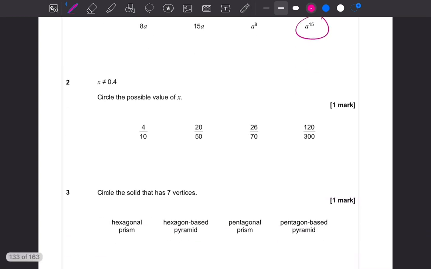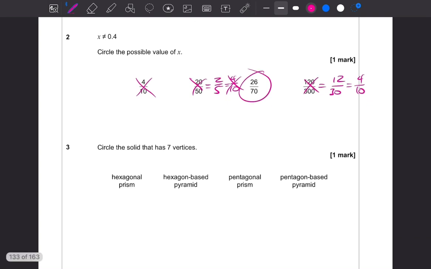X is not 0.4, circle the possible value for x. So we can see straight away this one is going to be 0.4. Over here, we can cancel this down to be 2 on 5, and then multiply them both by 2, we get 4 on 10 again. So it's not that one. And the 120 on 300, let's divide by 10 to make 12 on 30. And then divide by 3 will give us 4 on 10 again. So all of these are the same, and the one it must be is 26 on 70.